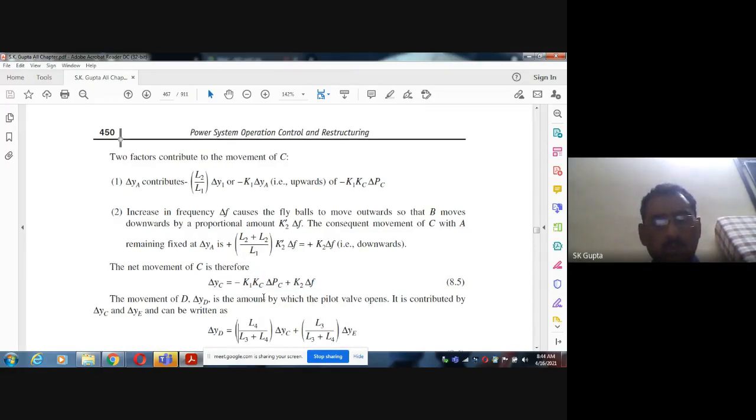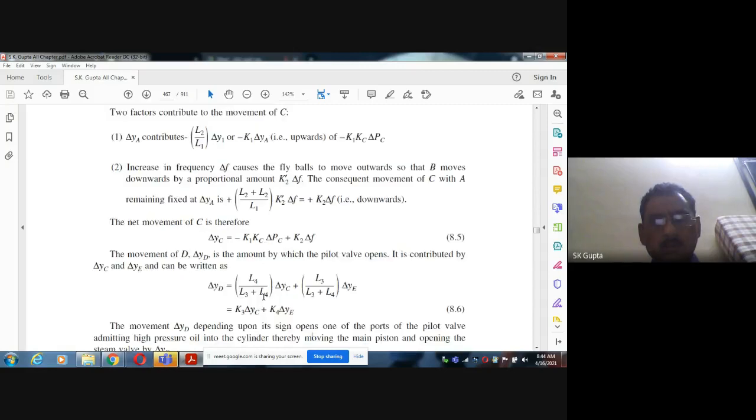now we will move ahead. What about the D? Movement in D point in this diagram itself.